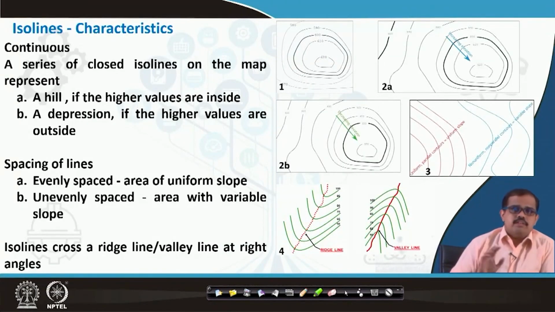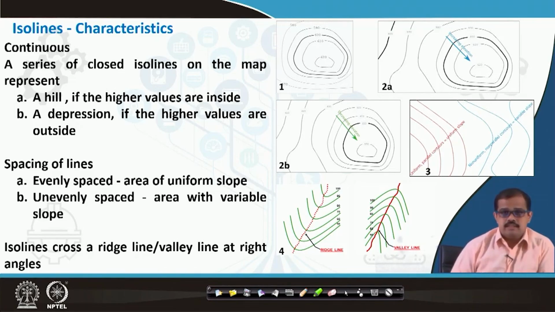So, when we look at isolines, they have certain characteristics. One is it is continuous. A series of closed isolines on the map represent a hill if the higher values are inside. Okay. So, keep this in mind when you are representing: if there is a series of closed isolines, then it is representing higher values that are inside. A depression, if the higher values are outside, then it is a depression.